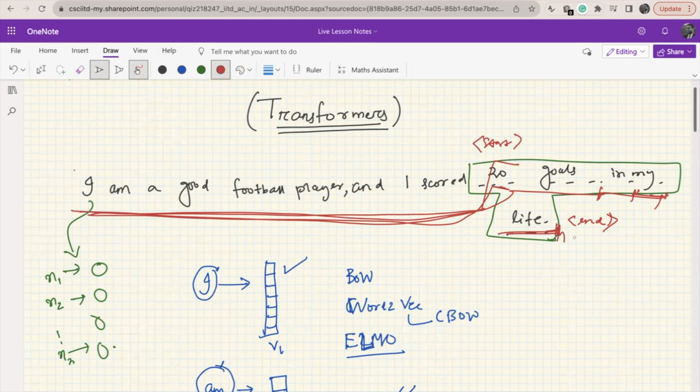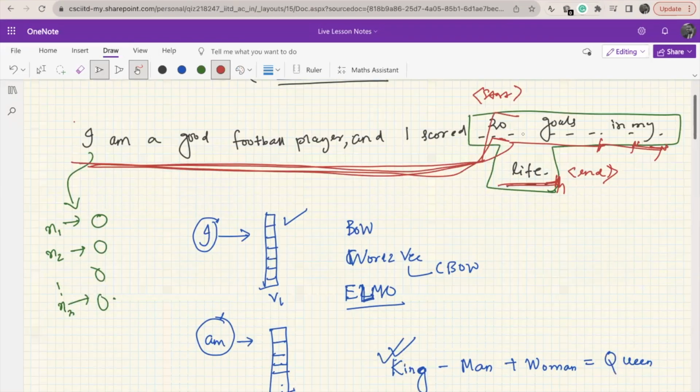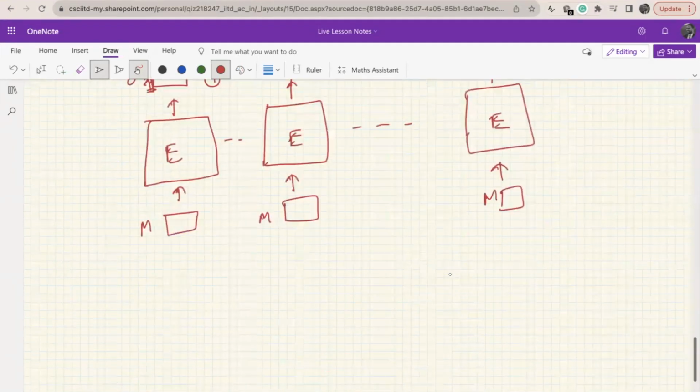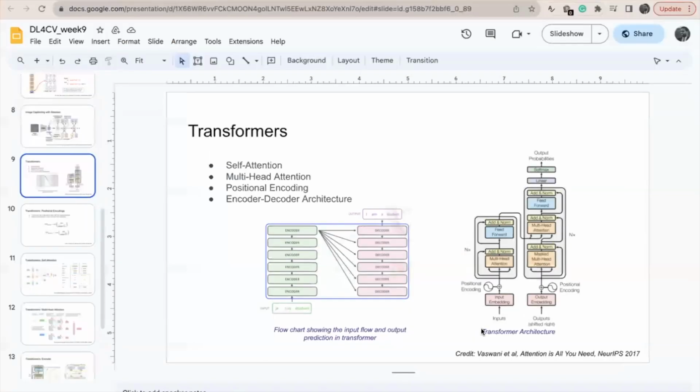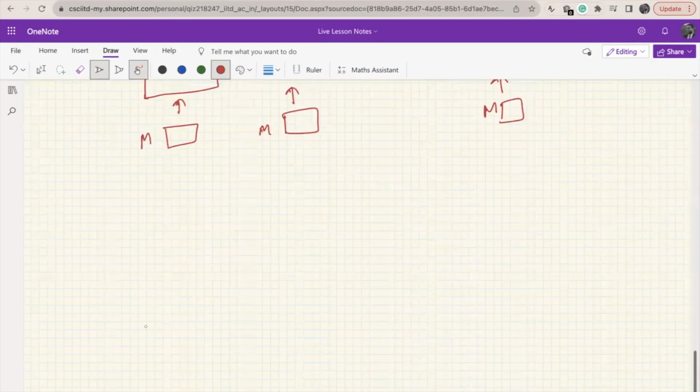So how do we do it? If you convert 20 goals in my life, that is 1, 2, 3, 4, 5 words, you'll get a matrix. If you look here, it's just output embedding, positional embedding, multi-head attention. So the output till here, as we discussed, will be a matrix, right?